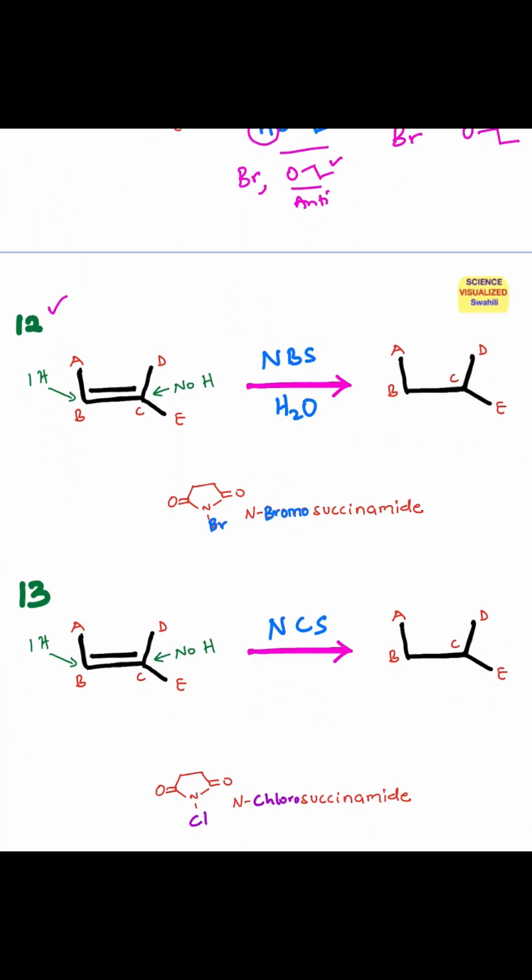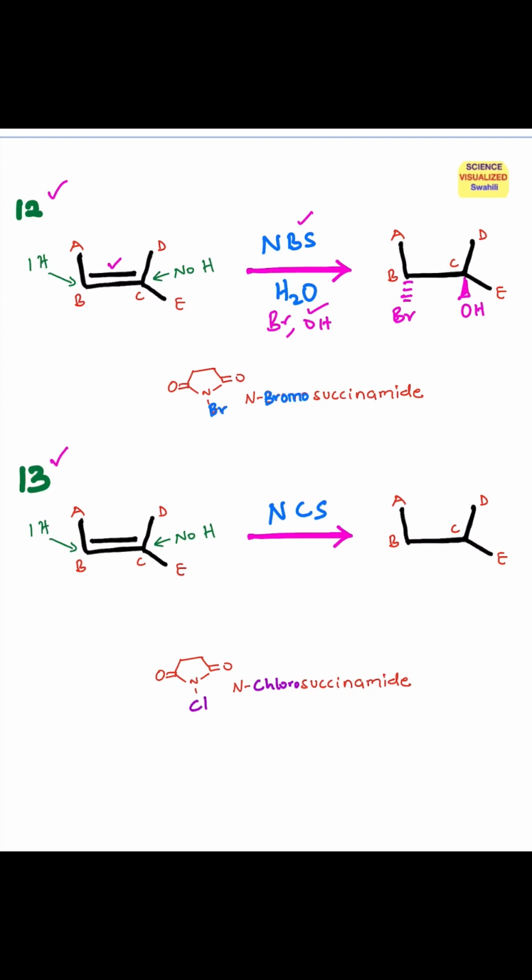Number 12, reaction between NBS and water. So the alkene gets reduced to an alkane, so it becomes a single bond. And then with NBS and water, you end up adding Br and OH across the double bond, and it's going to be anti-addition. So the OH adds to the carbon with the least hydrogen, while the bromine adds to the carbon with the most hydrogen.